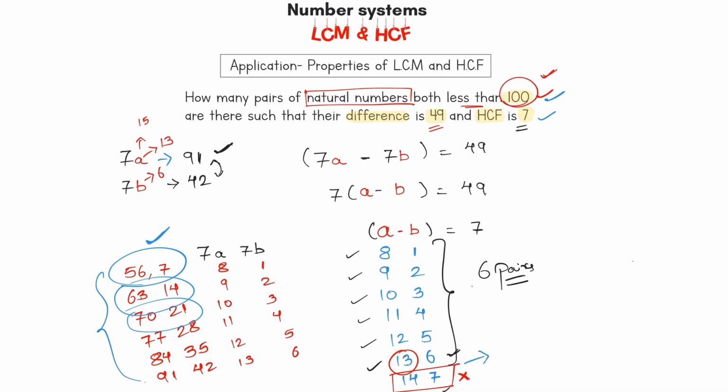So how many such pairs are there? 6 pairs of numbers. Okay, no need to do any of this. You can just reach till here and know that there are 6 numbers which exist. So there are 6 such pairs which will exist. So apply the property that we have learned and you should get the answer to most of these questions.